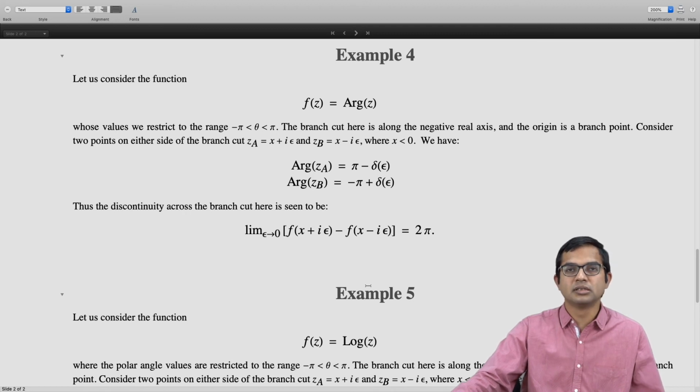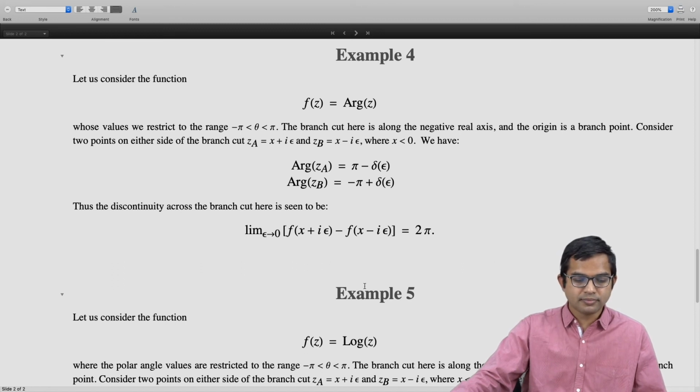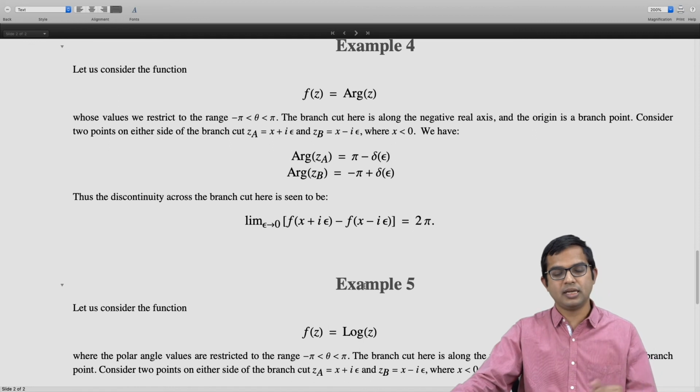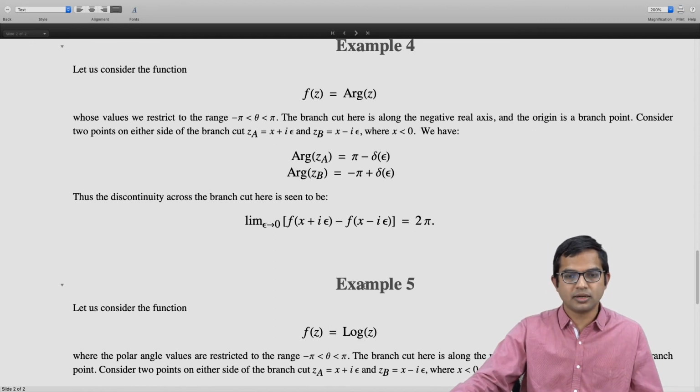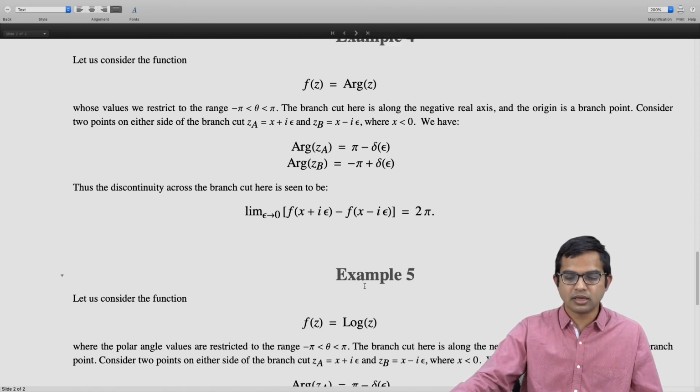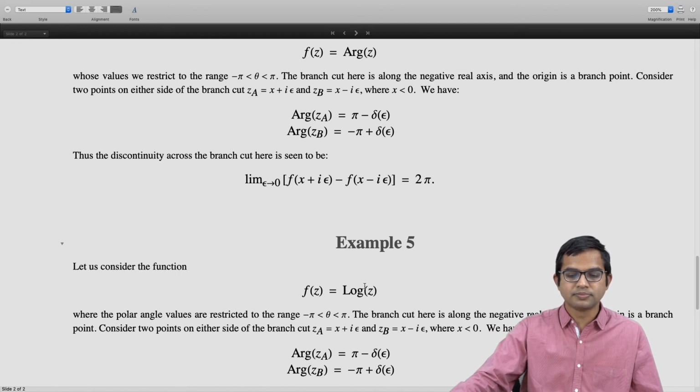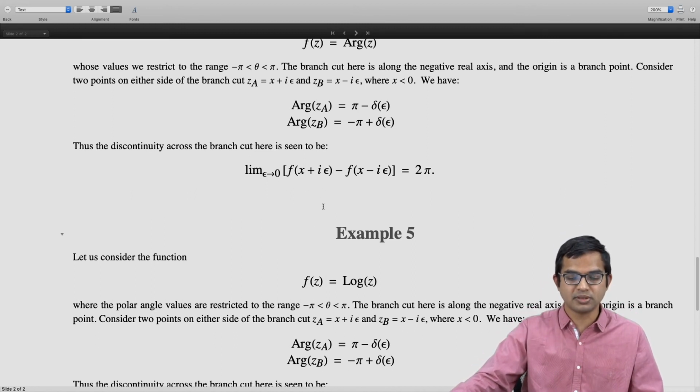Branch cut, once again, is along the negative real axis, starting from the origin and going all the way to minus infinity. And we consider these 2 points. ZA is slightly above the negative axis, ZB slightly below, and then we have to compute the value of the function slightly above and slightly below. So the arguments of ZA and ZB, as we've already seen, are pi minus delta and minus pi plus delta.